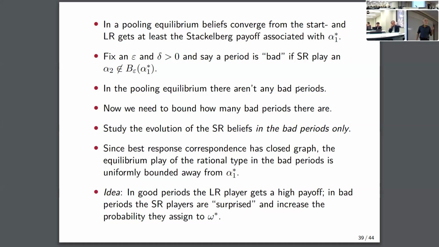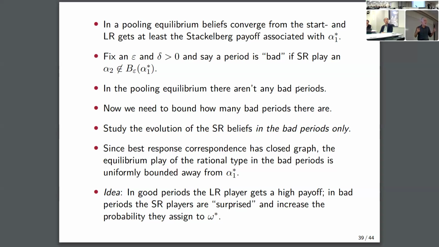Short-run players are playing best responses to omega star, so that means they're playing something different. In the good periods, the long-run player gets a good payoff. The intuition of the proof is that in the bad periods, short-run players should be surprised.